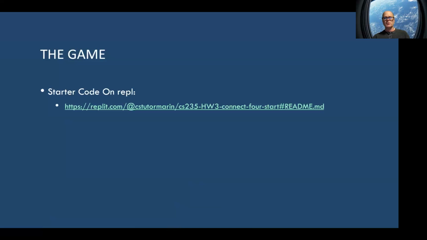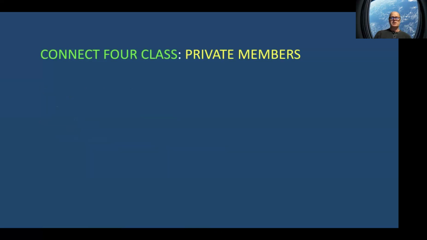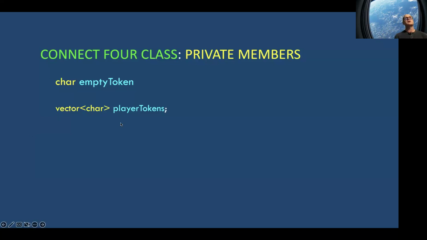So let's look at Connect 4 real quick. So our game, of course, if you want to play it, you can find a couple of these on the web. So it's good to familiarize yourself with how it works. But basically, we're going to have some new private data members, an empty token like before. We're going to also have the players' tokens this time inside of the class. So our class will be able to look up not only how many players we have in this vector, but what their token is.